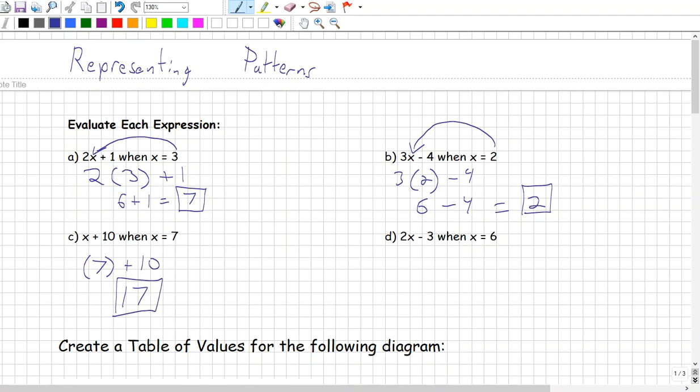Sometimes you won't have a coefficient in front of the variable multiplying. The last example I have here, 2x minus 3. Again, when x equals 6, I'm going to replace x with 6. So I have 2, bracket, 6 minus 3. And 2 times 6, of course, is 12. And 12 minus 3 is 9. Okay, so just very simple equations. Replacing the variable with a value and then evaluating the expression.